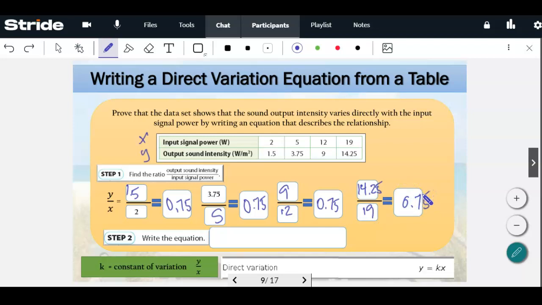So it's constant. Remember, the K is equal to Y over X. So the equation, here's our form. Here we are going to just put in the 0.75 for our K, times X. That's it.